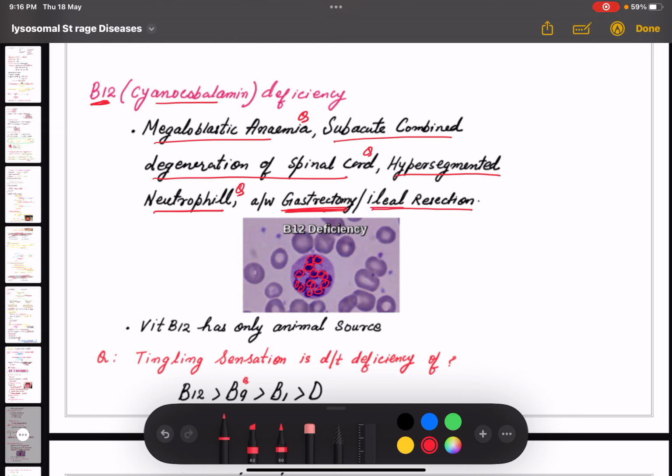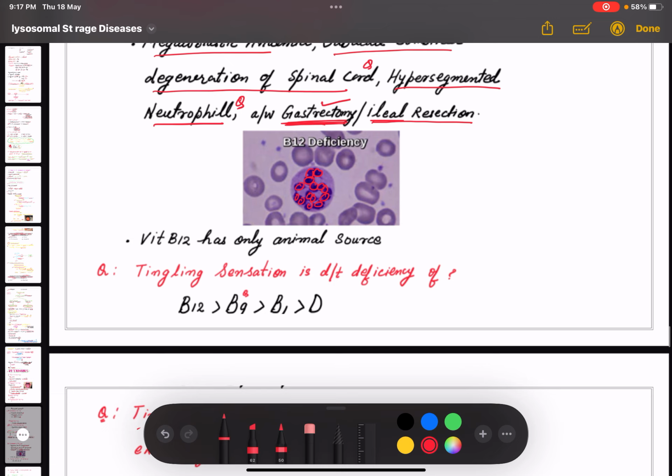You guys can notice that this vitamin B12 is absorbed from where? It is absorbed from the ileum. Okay, and why in gastrectomy patients does B12 deficiency occur? Because the intrinsic factor is released from the stomach, which is very important for the absorption of vitamin B12. That's why in gastrectomy patients we see B12 deficiency. I hope this is clear. Also remember, B12 has only an animal source, it does not have a plant source.